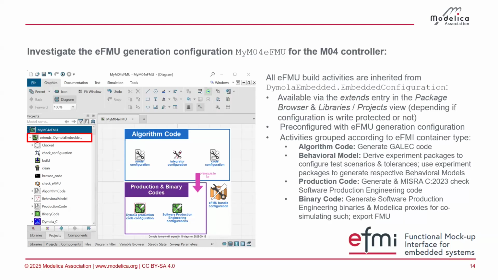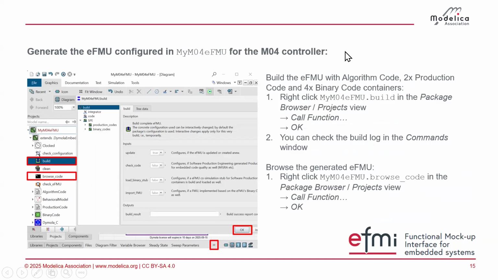And all of these things can also be conveniently done together with this build function. If you don't look at the individual ones, you do it all in one step. And there are also functions in the tools ribbon, this eFMI button, where you could generate for a whole package with hierarchy everything. So what we want to do now is generate our eFMU. Basically, you go to this build function here, you right-click it, and then you can call a function. You do that, and then you just press the OK button, and that's it. And this will generate an eFMU for this example with the algorithm code container, the production code container, and the binary code.